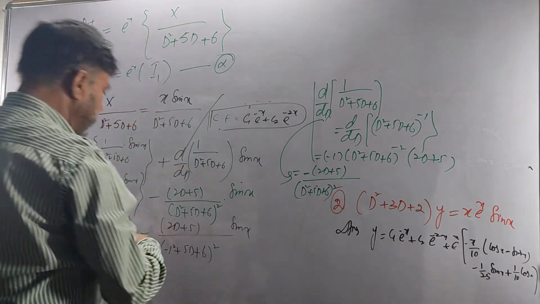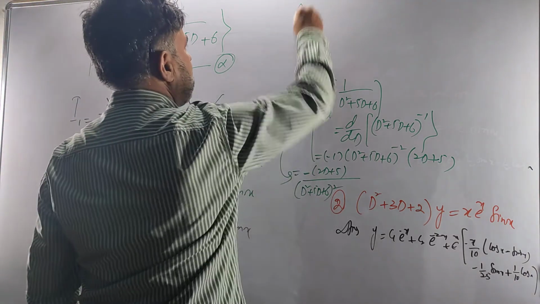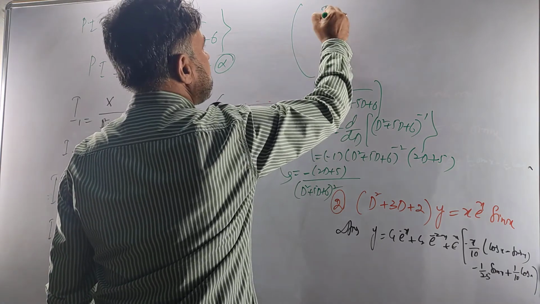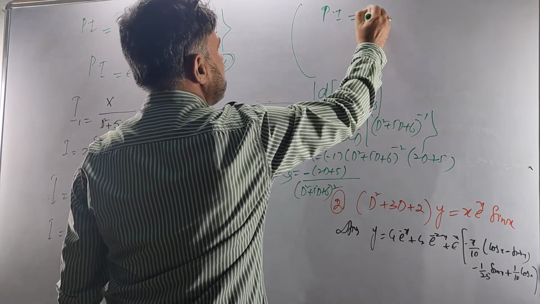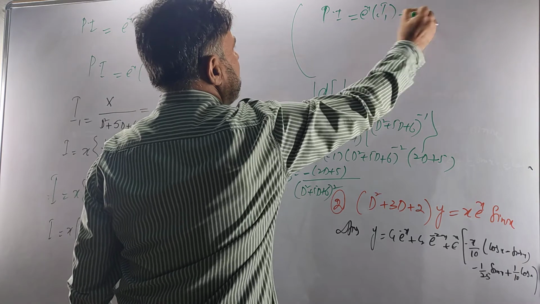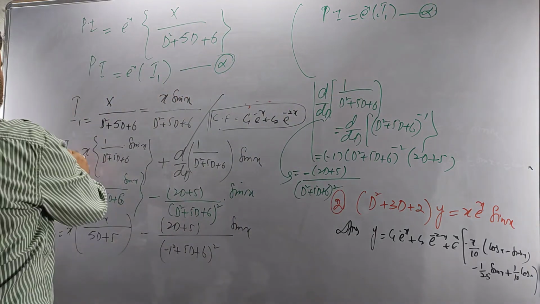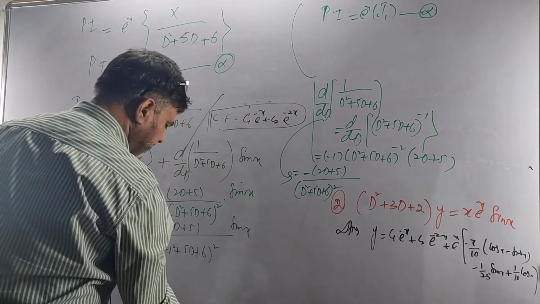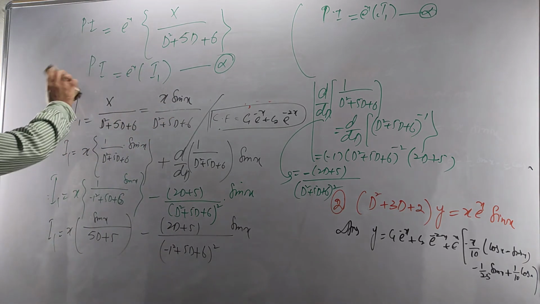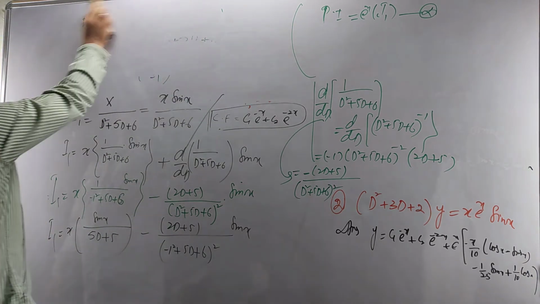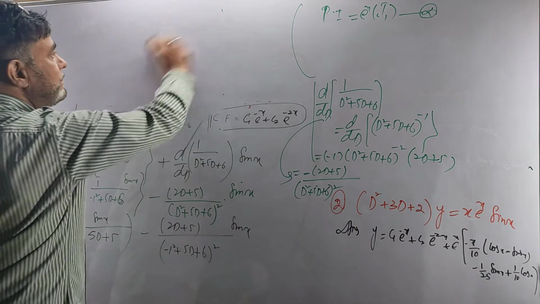Well, my alpha is, I will write it here, particular integral is equal to e raised to the power x into I1. This is my alpha. I am finding I1 at this time. I will drop it, I don't need it now.